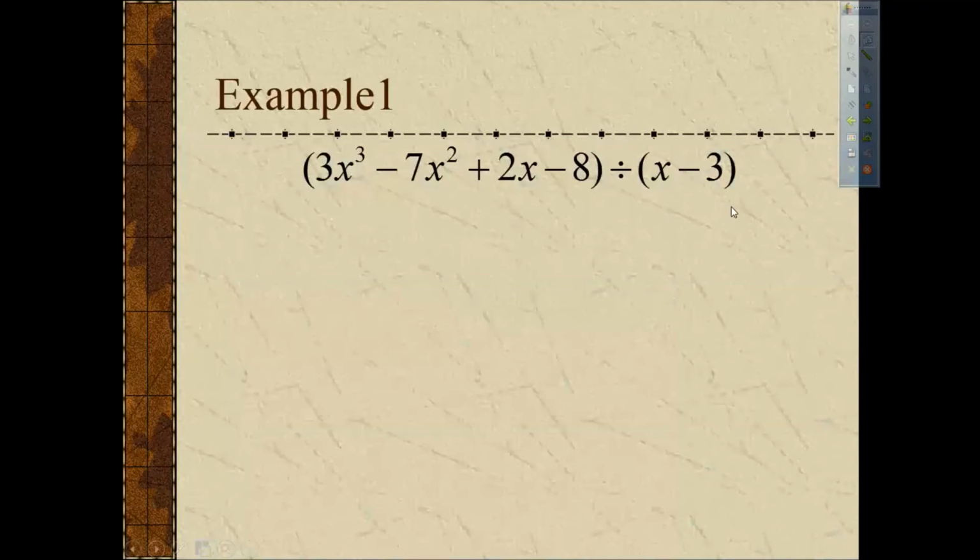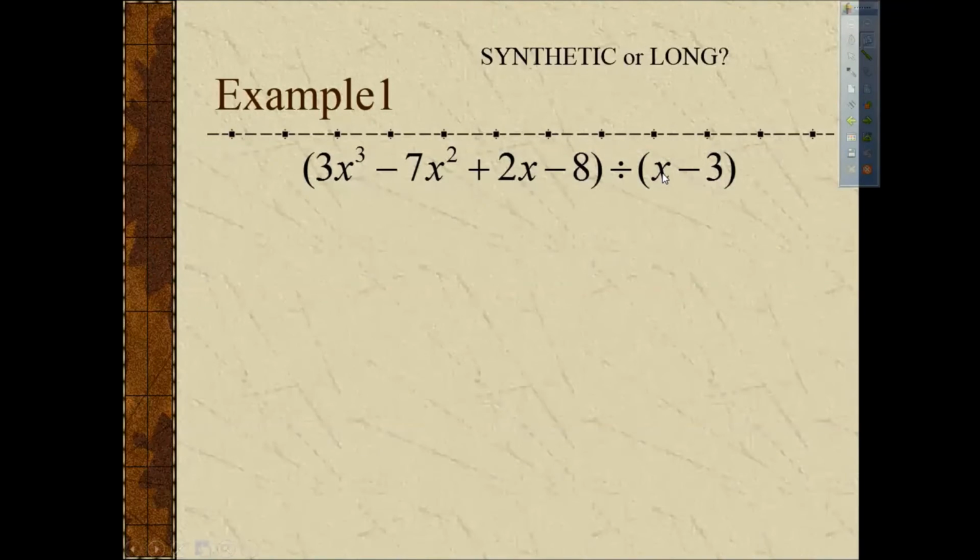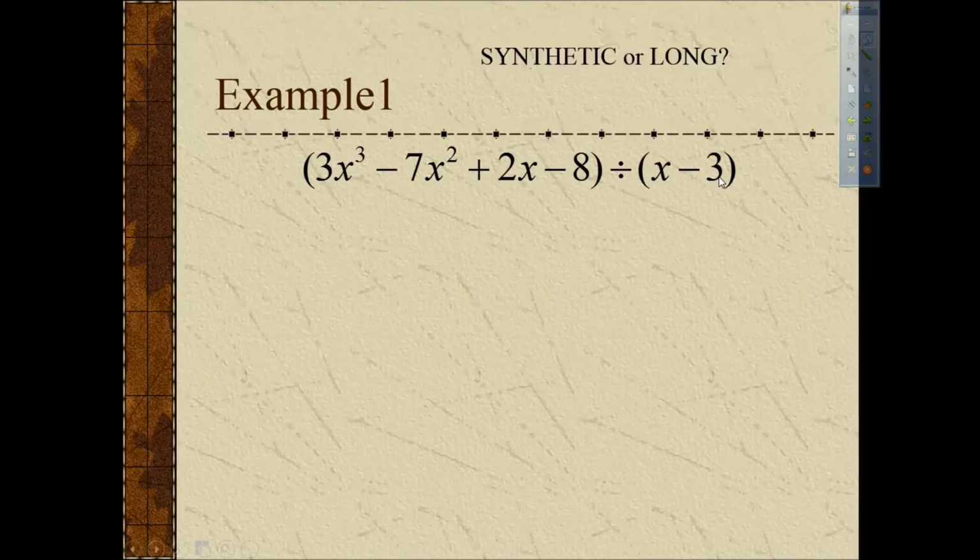Let's try another example here. 3x cubed minus 7x squared plus 2x minus 8 divided by x minus 3. Well, if I were doing long division, I would put x minus 3 on the outside and 3x cubed minus 7x squared plus 2x minus 8 on the inside. But for this, do I have the option of doing synthetic division? I sure do, because what I'm dividing by is x minus k. It's x minus a number. So let's set up synthetic division instead of long division.